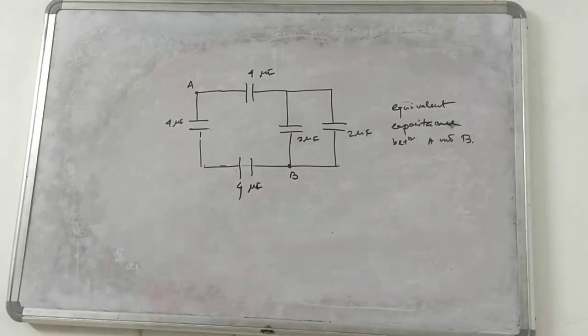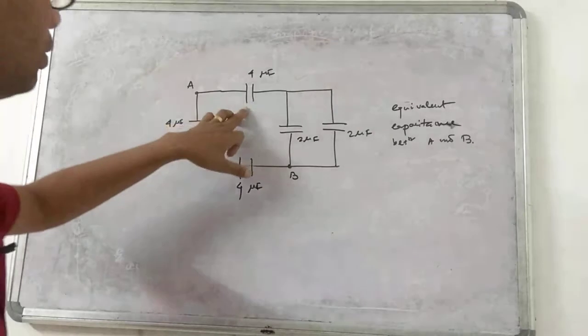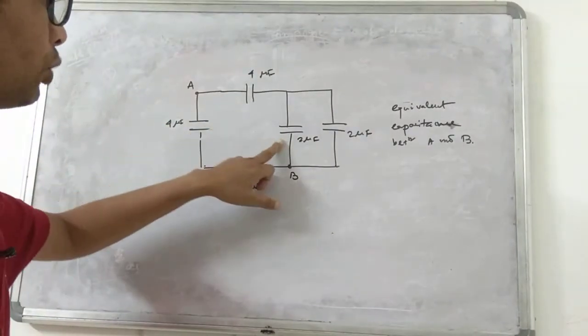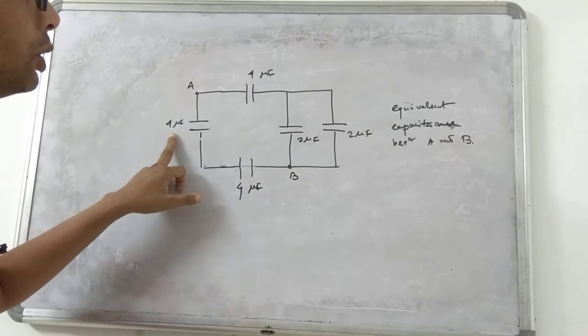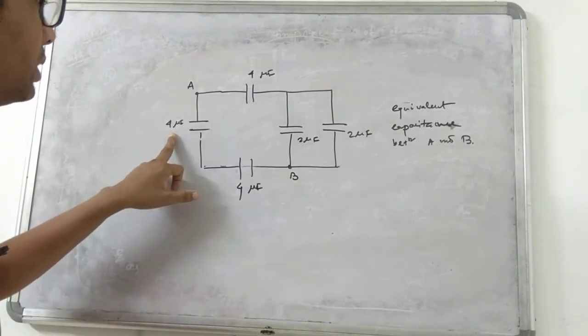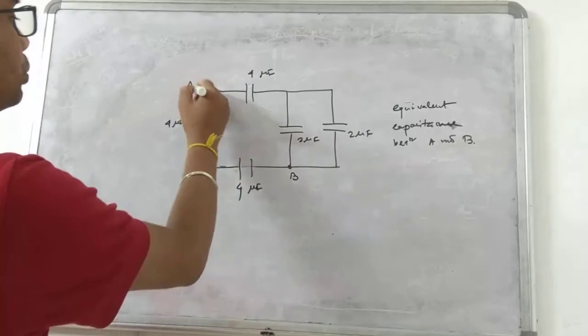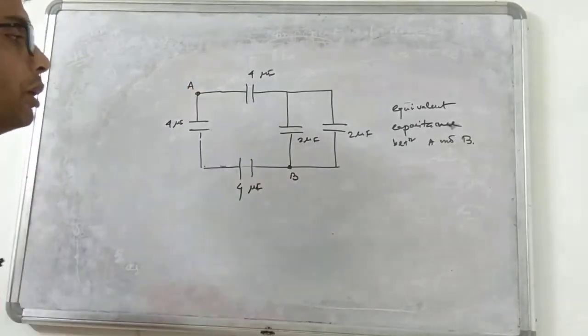So this is a circuit. You see this 4 microfarad capacitor, 2 microfarad, 2 microfarad. This is 4 microfarad, and again this is 4 microfarad. So you have to find out the equivalent capacitance between the point A and B.